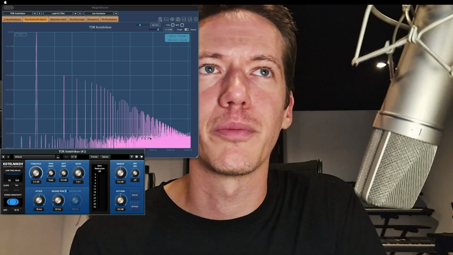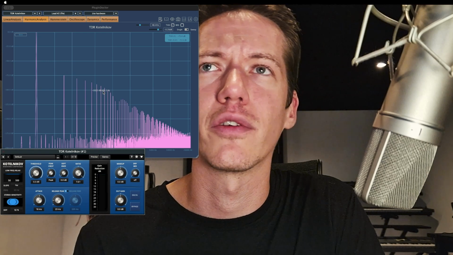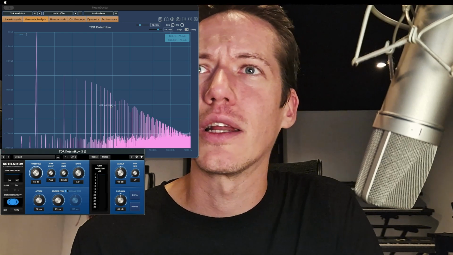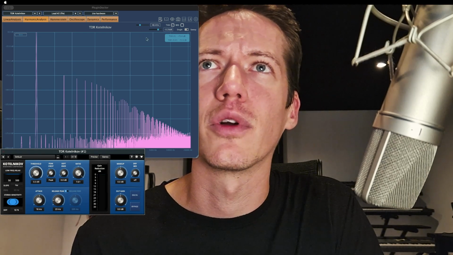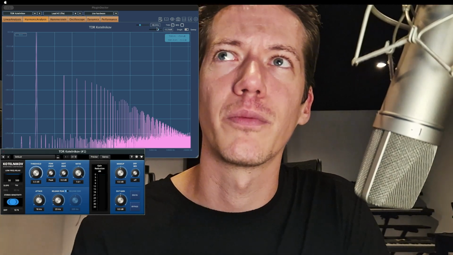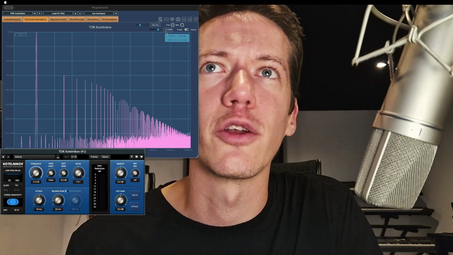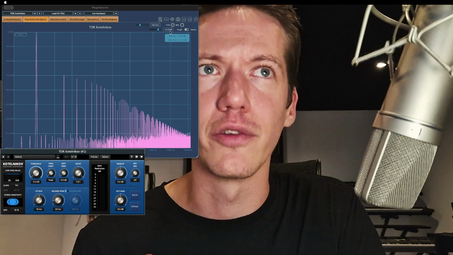For this test, I put on our dear Plugin Doctor, which is the best tool to analyze plugins and to understand exactly what's happening inside a given plugin. What I did here was to dial in some low frequency content. It's a sine wave playing at 48 kilohertz. It's the closest I could get in Plugin Doctor to 50 hertz, and it's playing at minus 0.2 decibels, so it's close to 0 dB full scale.